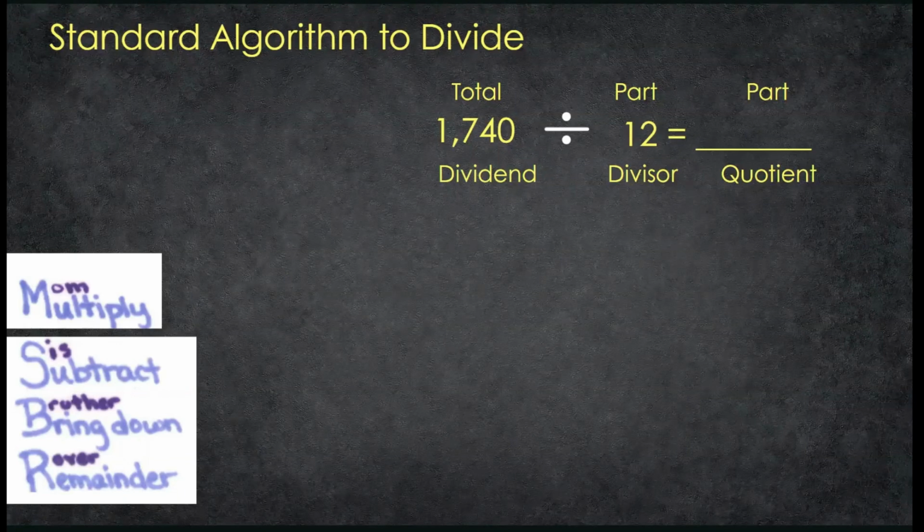If we have a remainder, we want to make sure that we include it in our quotient. If the remainder is 0, you do not need to include it in your quotient. All right, let's go ahead and jump into our process.